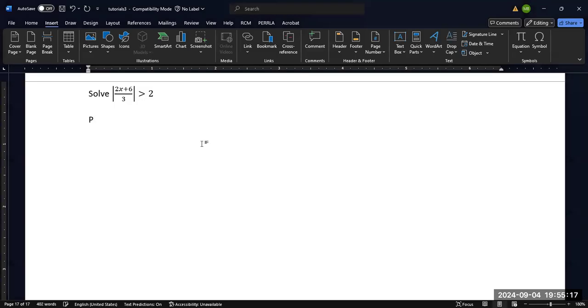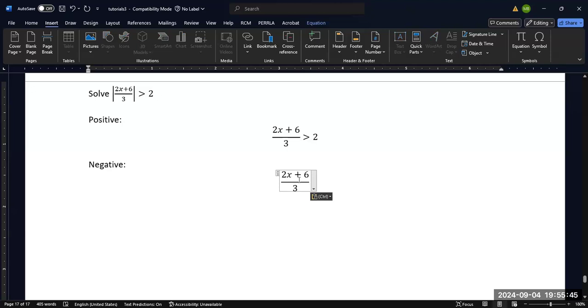So the positive side is going to take this expression and simply drop the absolute values. And then there's going to be a negative side, which is going to be this same expression, but it's going to be less than -2. So notice when I applied the negative sign, I also had to flip the inequality.